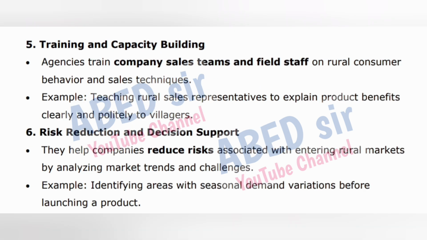5. Training and capacity building. Agencies train company sales teams and field staff on rural consumer behavior and sales techniques. Example, teaching rural sales representatives to explain product benefits clearly and politely to villagers. 6. Risk reduction and decision support. They help companies reduce risks associated with entering rural markets by analyzing market trends and challenges. Example, identifying areas with seasonal demand variations before launching a product.